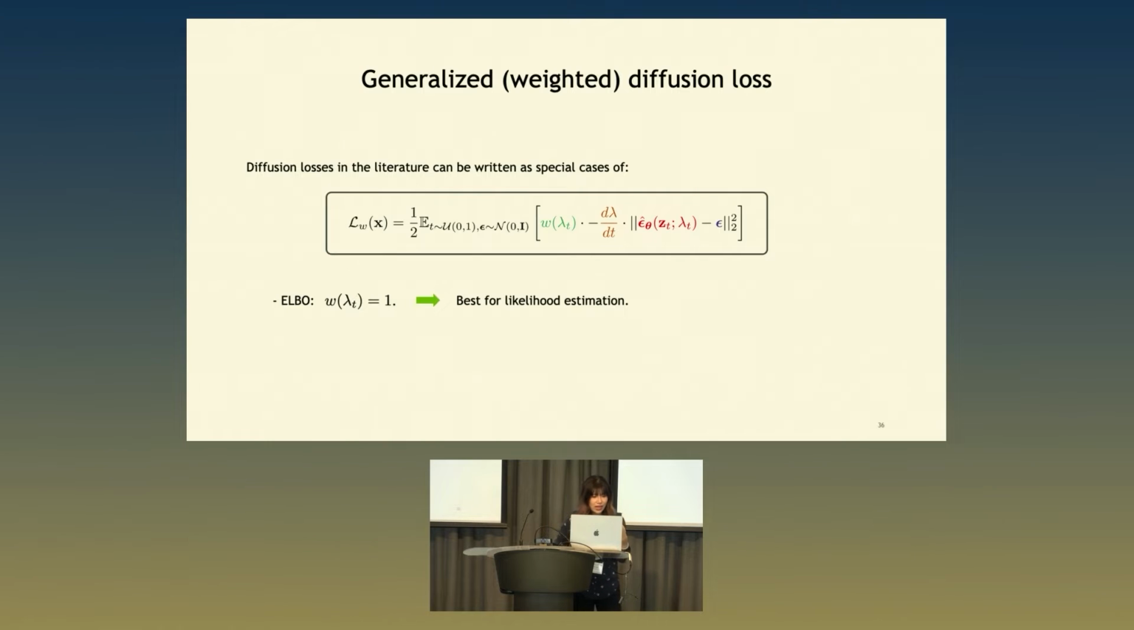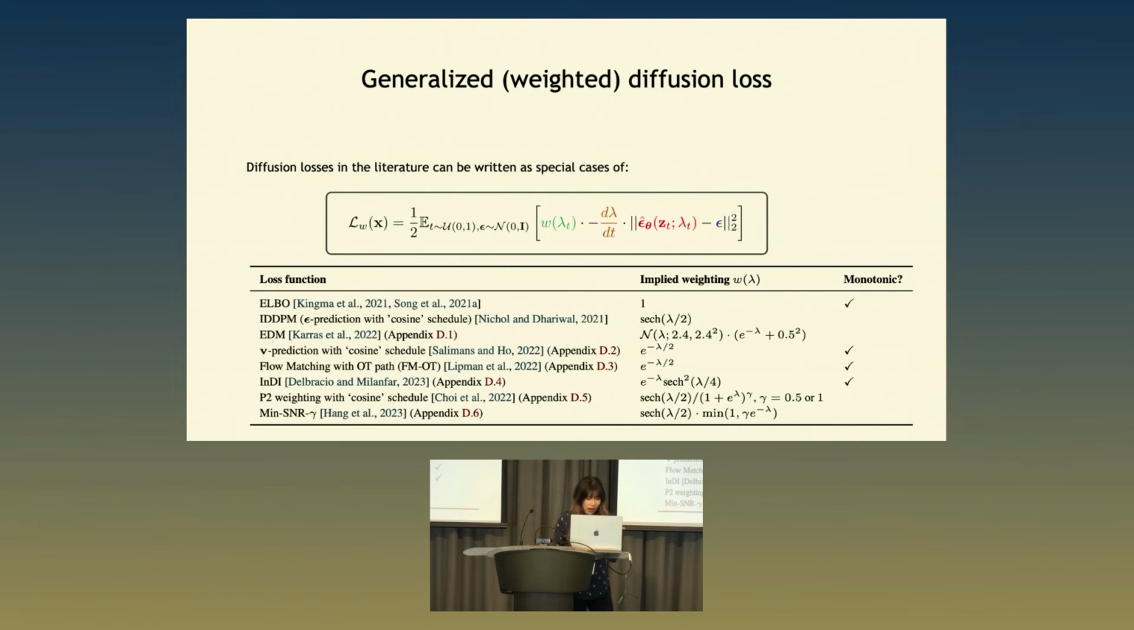So for ELBO, we know W lambda equals 1, and it's best for likelihood estimation. And for example, for noise prediction loss, this W lambda equals something that cancels out the brown term, and this is very great for generating plausible samples. We also did a great summarization of almost all the training objectives we can find in the literature, and we listed the corresponding formulations here.